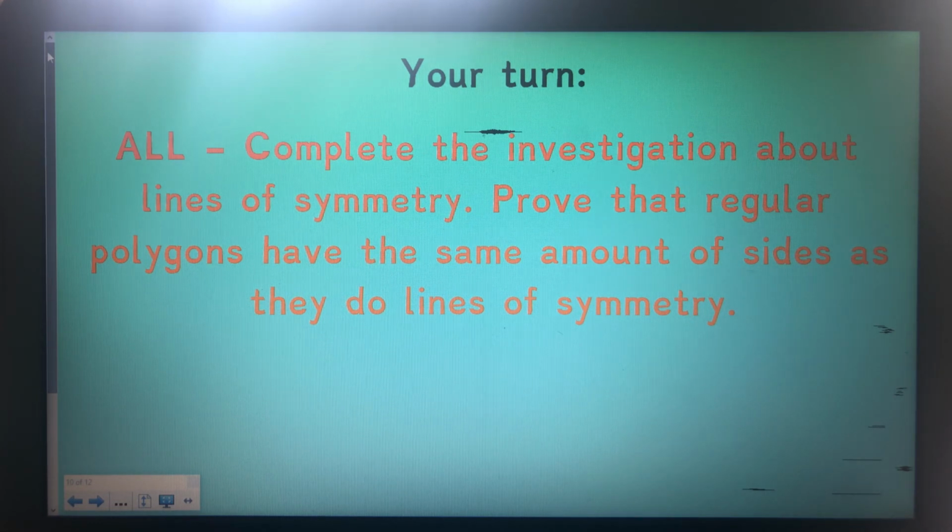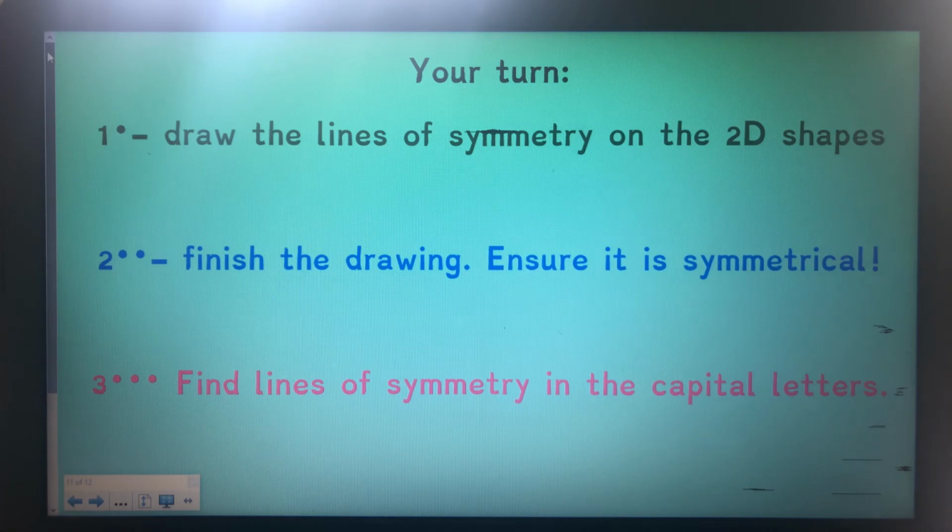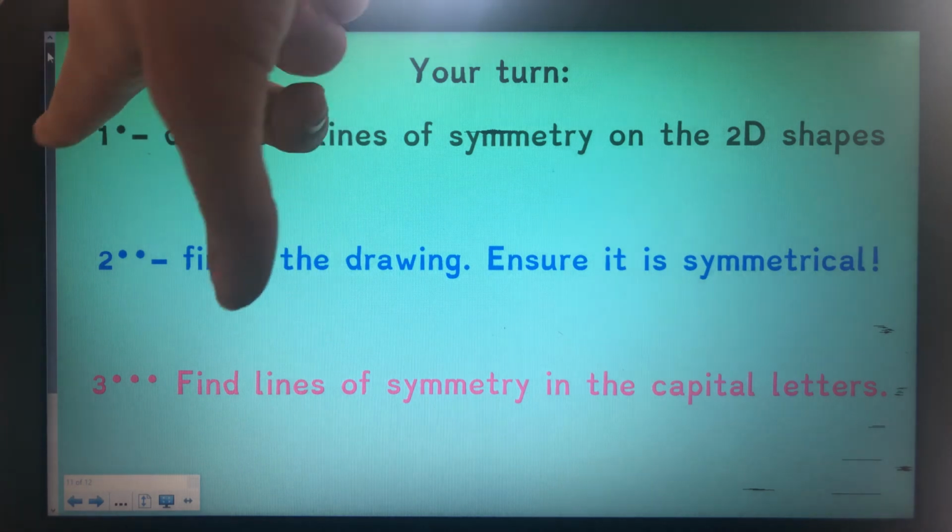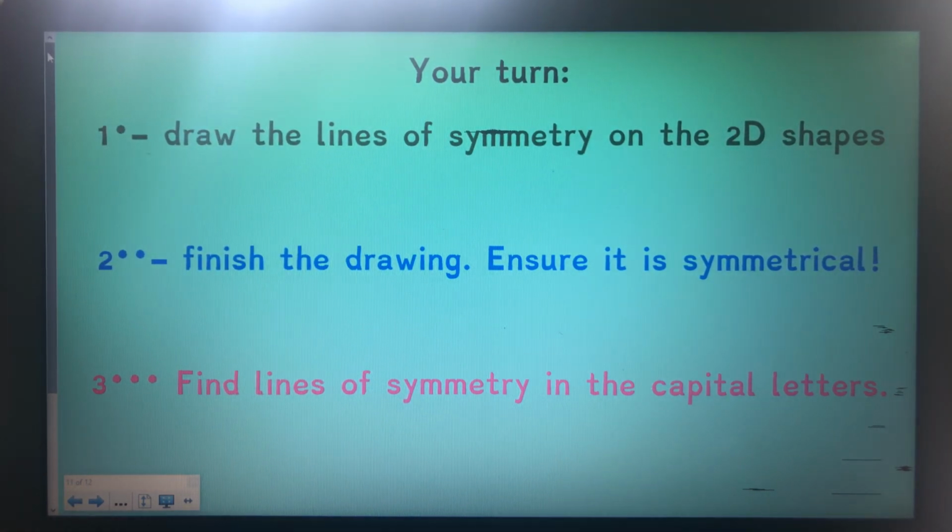Activity 2 today, there's 3 different options, okay? It's all to do with how comfortable you're feeling with the lines of symmetry. It can be confusing, but often when you get it, you get it. So absolutely fine wherever you are. So the 1-star activity today, the green challenge, is you're going to do worksheet 1, which is drawing the lines of symmetry on the 2D shapes, okay?